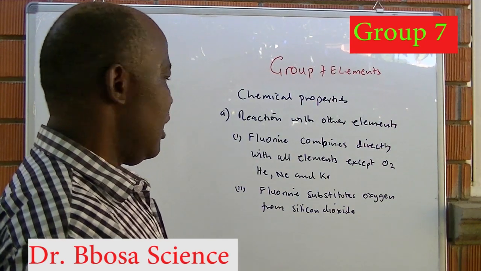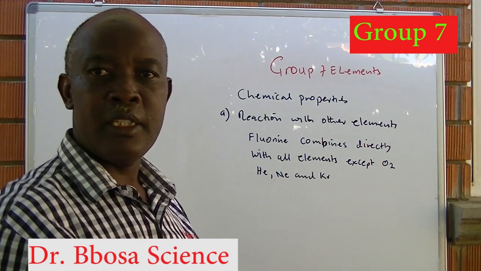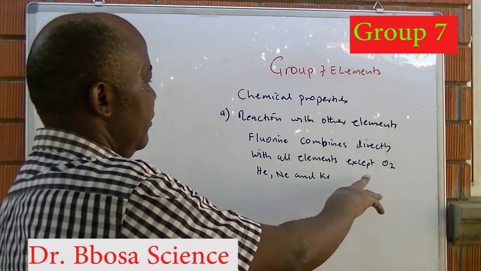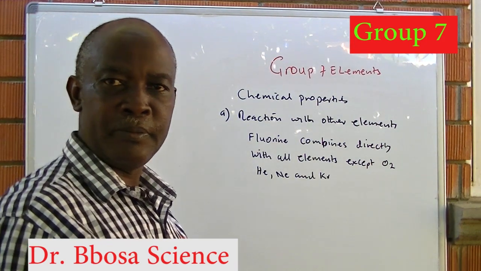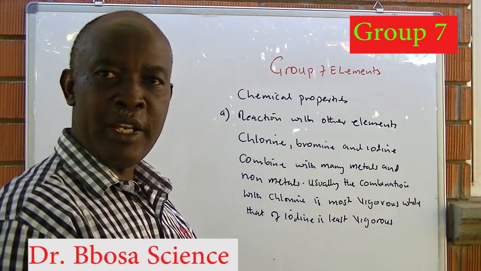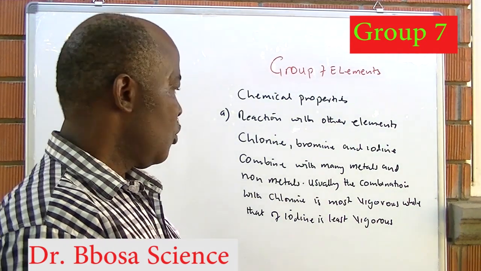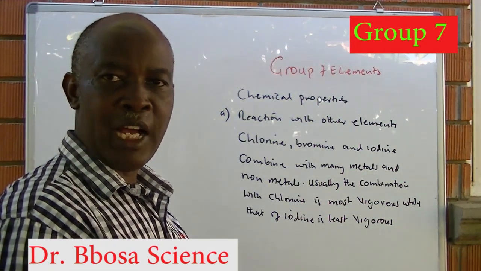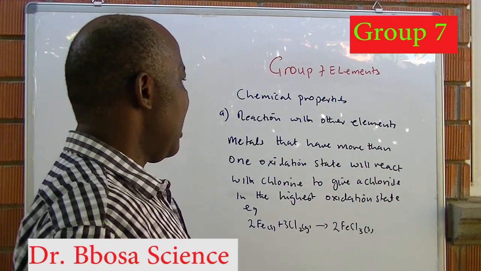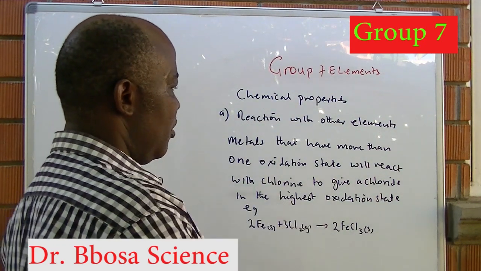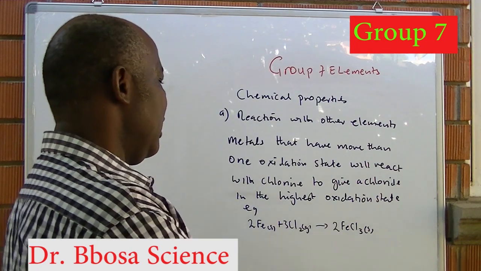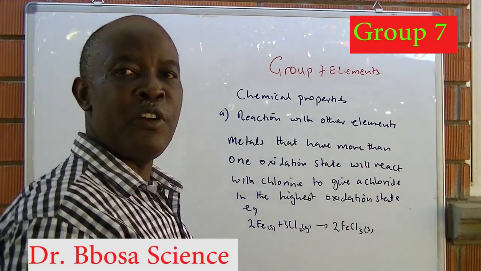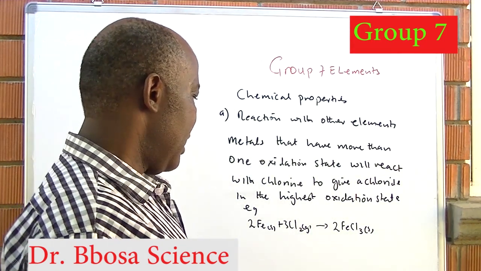One, reaction with other elements. Fluorine combines with all elements except oxygen, helium, neon, and krypton. Chlorine, bromine, and iodine combine with many metals and nonmetals. Usually, combination with chlorine is most vigorous, while combination with iodine is least vigorous. Metals that have more than one oxidation state will react with chlorine to give a chloride in the highest oxidation state. For example, iron will react with chlorine to form iron(III) chloride and not iron(II) chloride.